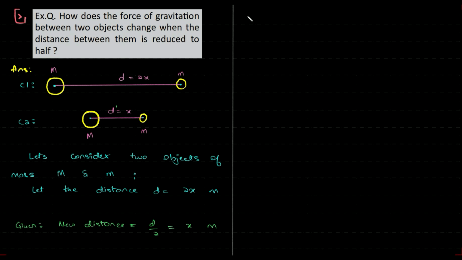Now what do we have to do? We have to do the working part. So what does the working begin with? The working begins with stating the universal law of gravity. So what does the law tell? It tells that the force between any two objects, the gravitational pull between any two objects, is equal to this.